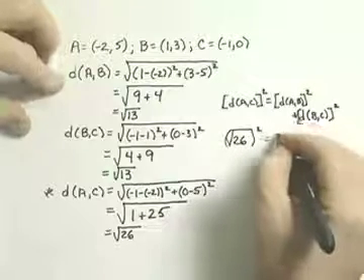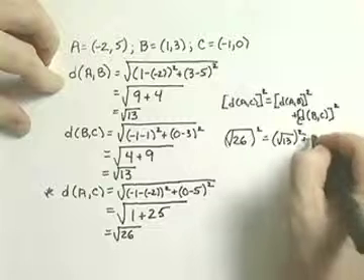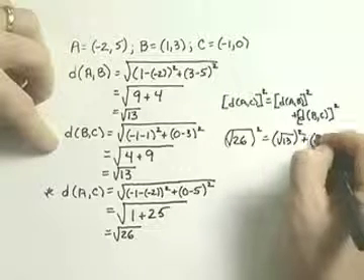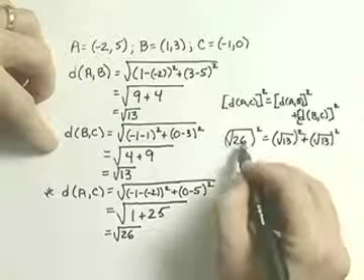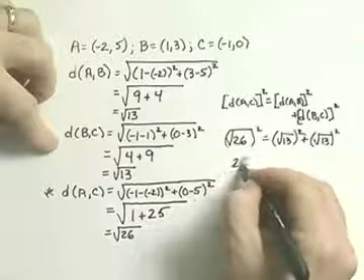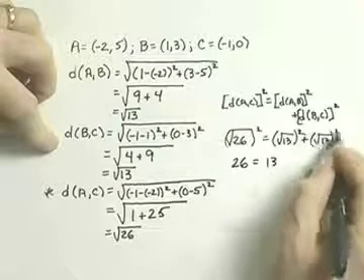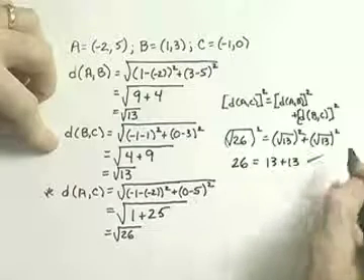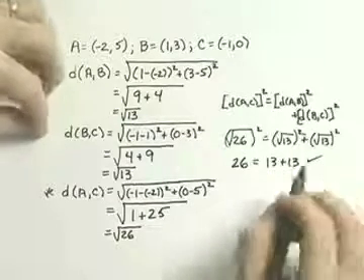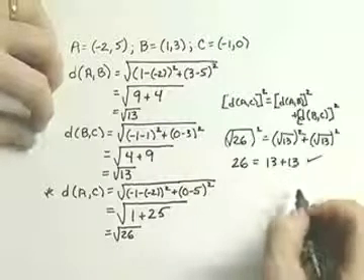The distance from A to B is the square root of 13 squared, plus the distance from B to C squared is the square root of 13 squared. Square root of 26 all squared is 26. Square root of 13 all squared is 13. Square root of 13 all squared is 13. 26 does equal 13 plus 13. So, by the converse of the Pythagorean theorem, this is in fact a right triangle.